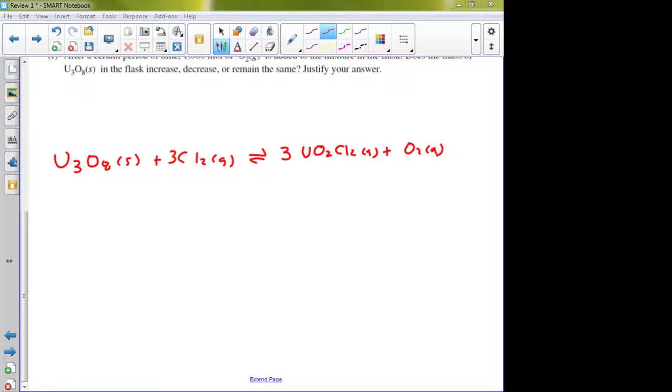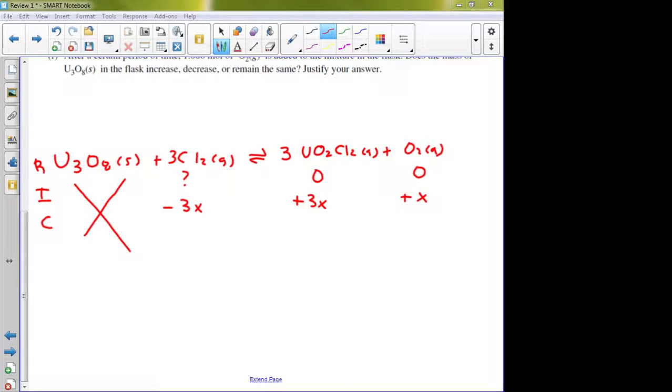Okay, all right, so here's my ICE table. Initial. Now, I don't care about this one because it's a solid, so I'm just going to X myself right out of that. Does it give me any initial concentrations? No. So I don't know what the chlorine is, and since they didn't give me initial for products, I'm going to assume that they are at what? 0. Right? So, change. I know I'm going to lose 3x, I'm going to add 3x, and I'm going to add x.